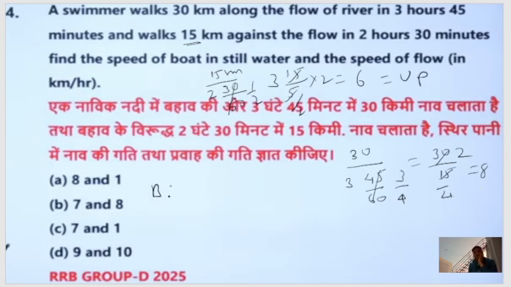So we know how to solve the question. Boat, stream, downstream and upstream. We know the upstream is 6, downstream is 8. What are they asking? They are asking to find the speed of the boat in still water and the speed of flow, means the water speed, you have to calculate. So 8 plus 6 upon 2, 8 plus 6 is 14, 14 upon 2 is 7, and 7 plus 1 is 8. So 7 and 1 is the correct answer. 7 and 1 is the correct answer.